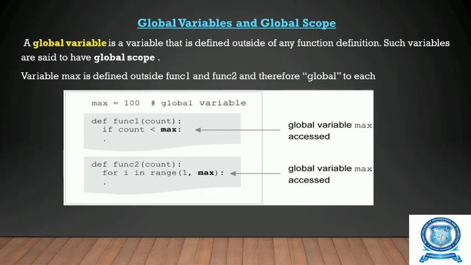Global variables and global scope. A global variable is a variable that is defined outside any function definition. Such variables are said to have global scope. The variable max is defined outside function 1 and function 2, and therefore it is said to be global to each. Here max = 100. So 100 is defined outside the functions, so it is a global variable. Both function 1 and function 2 can take the maximum value as 100. So it can be accessed inside both of these functions. So it is of global scope.